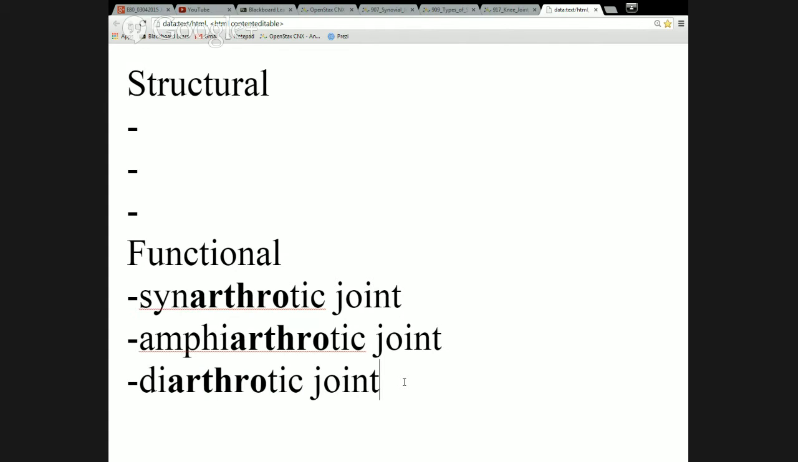Okay. A common word that you've probably all heard before that has that same root is arthritis, which means inflammation of joints. So when somebody has arthritis, there's fluid accumulating in the joints, which makes them harder to move and painful. But that's the same root there.